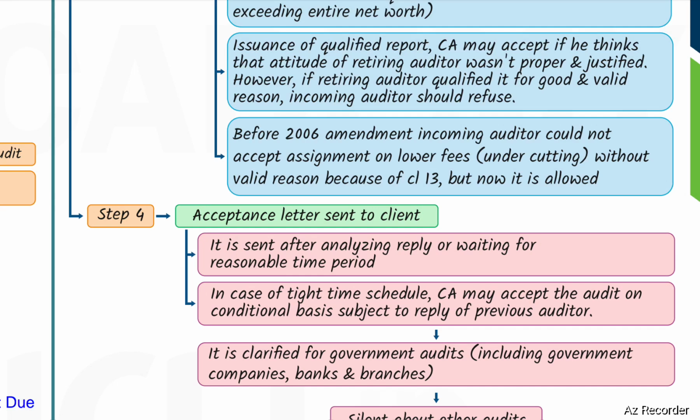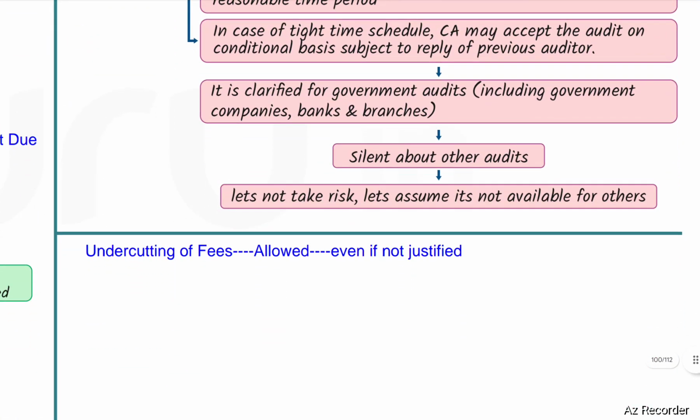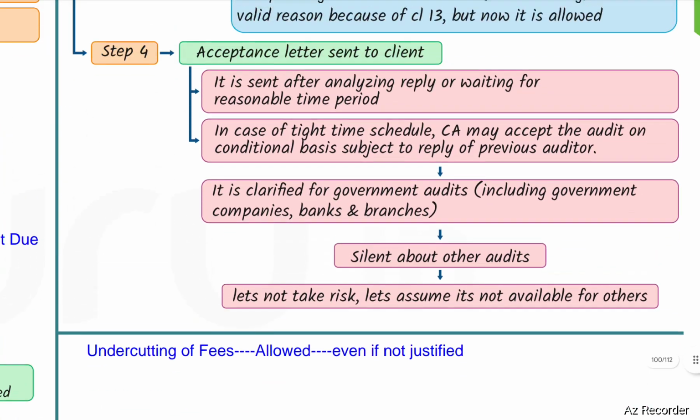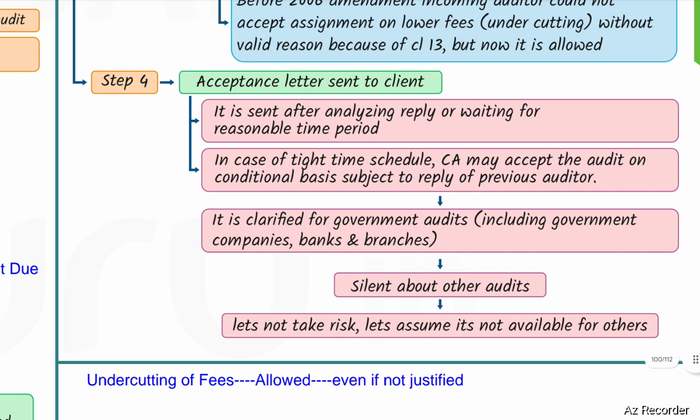Before the 2006 amendment, the incoming auditor could not accept an assignment on lower fees. That is undercutting without valid reason because of clause number 13. But now it is allowed. So undercutting of fees is allowed even if not justified. Step number 4, acceptance letter sent to the client. Acceptance letter is sent after analyzing the reply or waiting for a reasonable time period. In case of tight time schedule, CA may accept the audit on conditional basis subject to reply of previous auditor. It is clarified for government audits, including government companies, banks and branches.